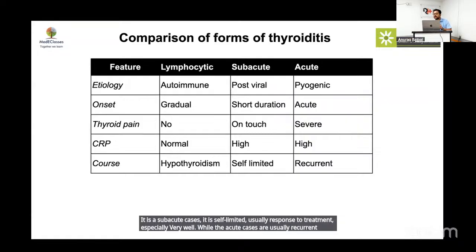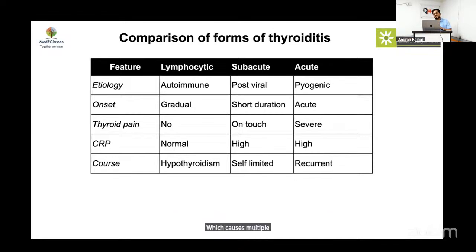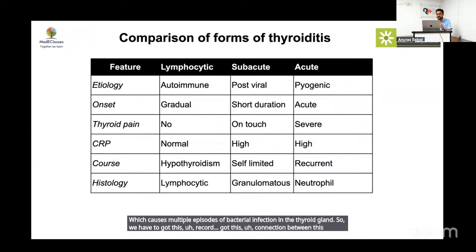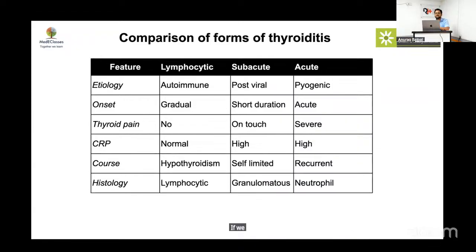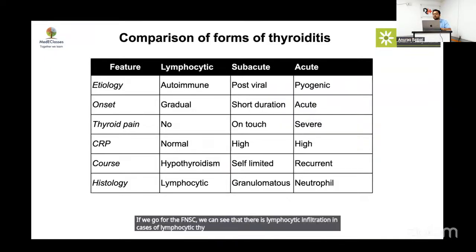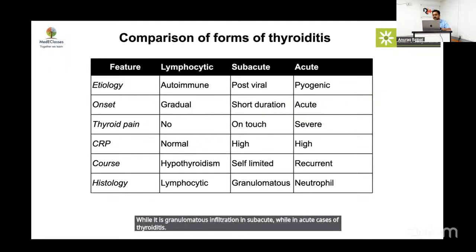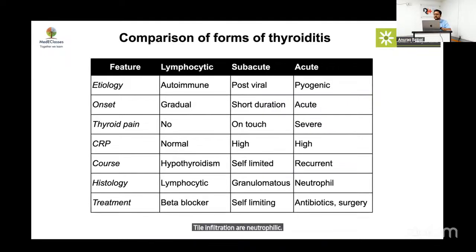That means there is ideally a pathway between pyriform sinus and the thyroid, which causes multiple episodes of bacterial infection in the thyroid gland. So we have to cut this connection between this pyriform sinus and thyroid gland. If we go for the FNAC, we can see there is lymphocytic infiltration in cases of lymphocytic thyroiditis, while it is granulomatous infiltration in subacute, while in acute cases of thyroiditis, the infiltration is neutrophilic. Treatment, antibiotics and surgery are the choice in cases of acute.